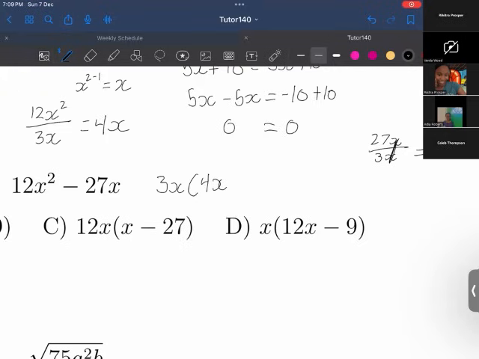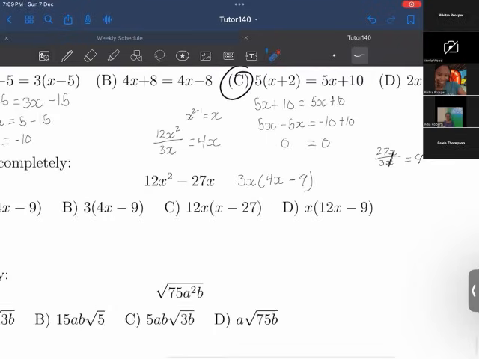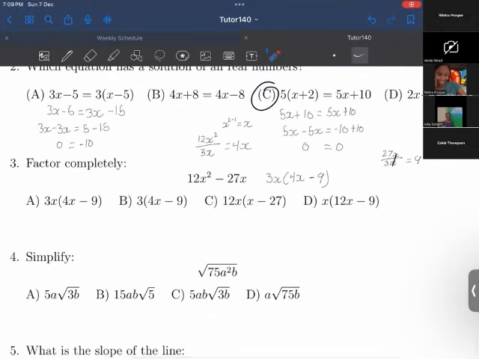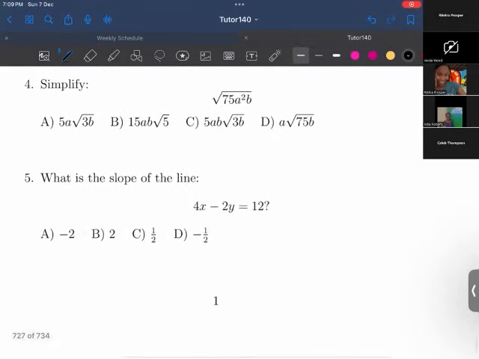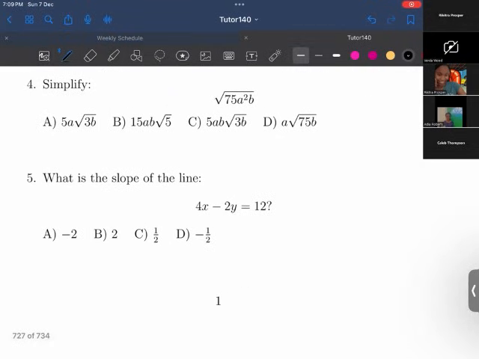So our answer would be 3x, open bracket, 4x minus 9, because the negative was there. So that's why you put the negative back. So that would be A. And sorry if I'm moving fast. We have a lot to cover, so I have to move a little quickly.